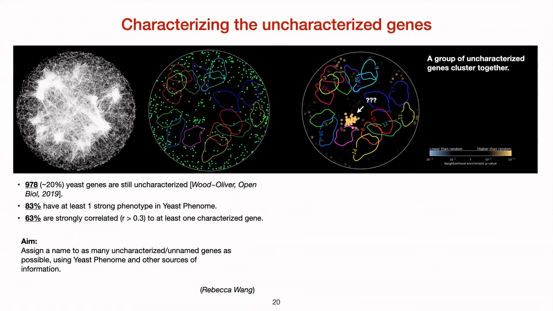However, 83% of these genes have at least 1 strong phenotype in the yeast phenome, and 63% of them are strongly correlated, just like YHR is, to at least 1 characterized gene. So there seems to be potential here to finally at least name them, give them some name that is indicative of their function. And we've decided that we're going to take this on and tackle it.